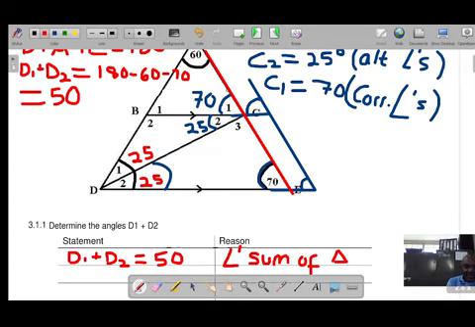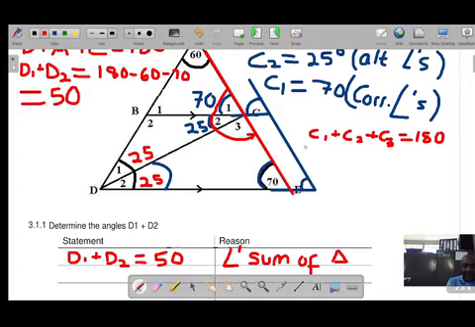So it means C1 plus C2 plus C3 must give me 180 degrees. So when I add these angles which are adjacent on a straight line, I must get 180 degrees. So I'm going to say C1 plus C2 plus C3 equals 180 degrees. Reason, angles on a straight line. Actually, the reason should be adjacent angles on a straight line.